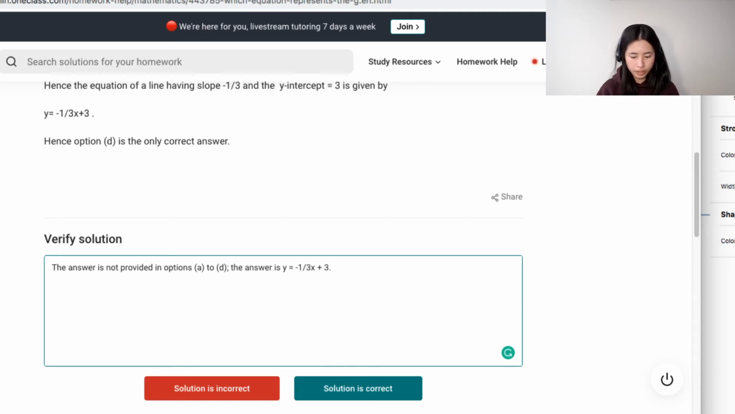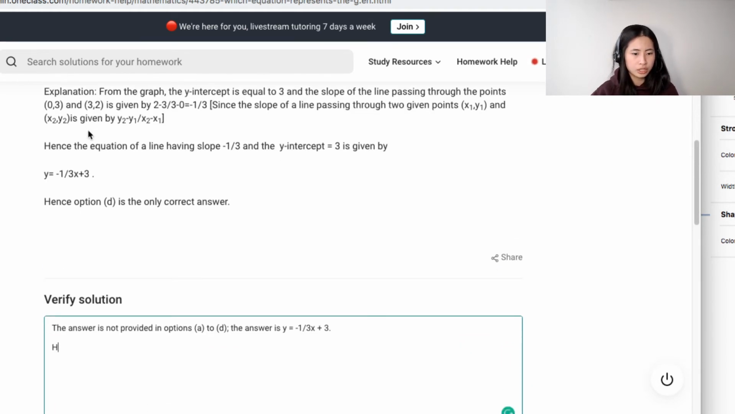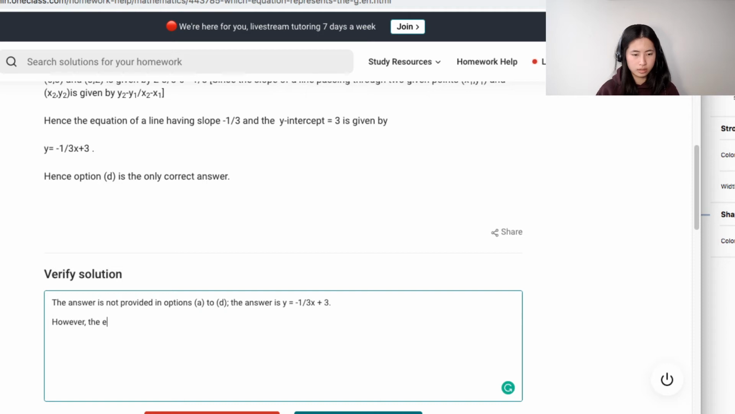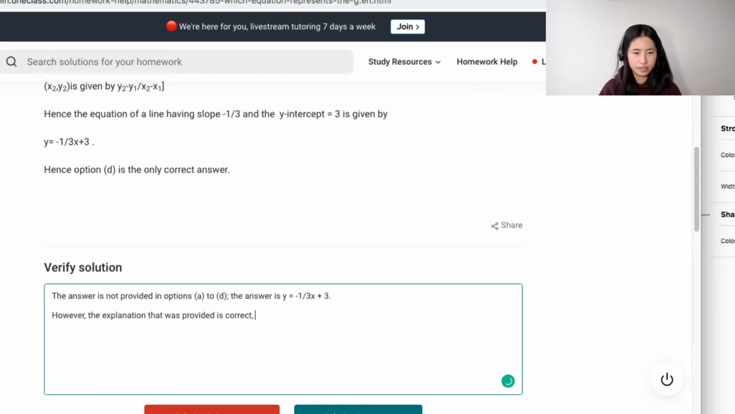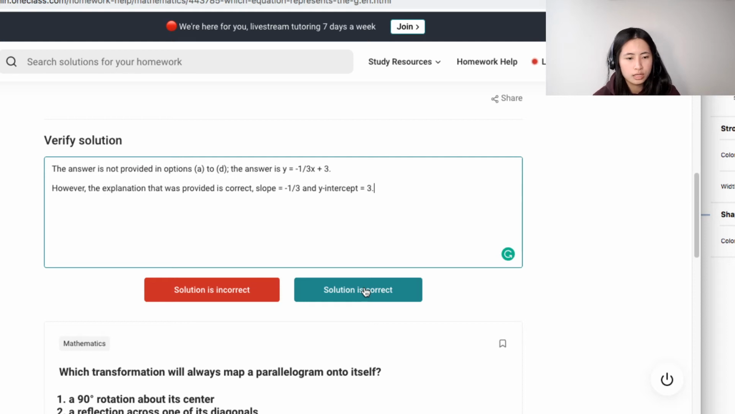Okay, so the second point is, however, the explanation that was provided is correct. Specifically, slope is equal to negative 1 over 3, and y-intercept is equal to 3. Okay, great. Solution is correct. That's right.